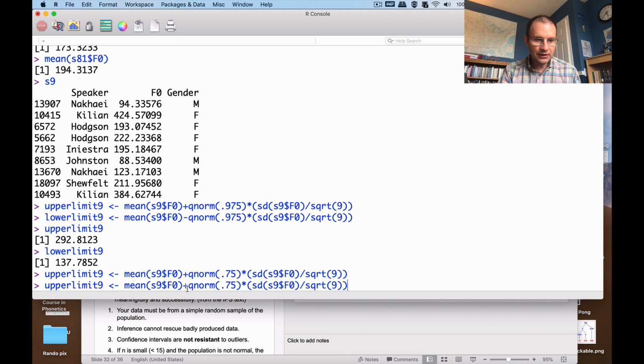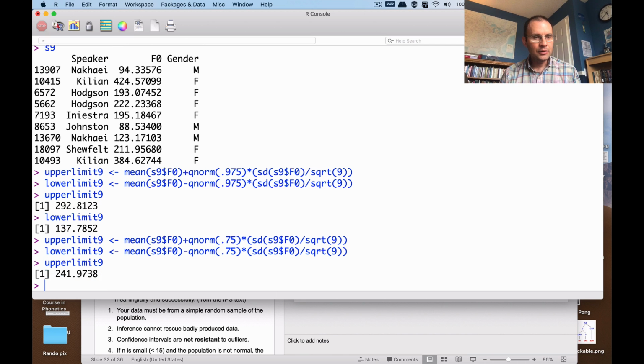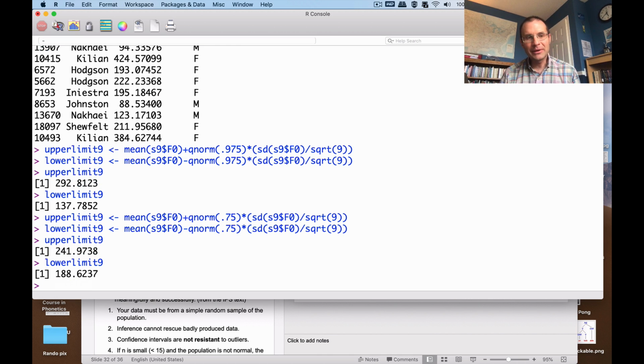So let's do the other half of this. The only thing that changes is that plus to a minus. And I get my lower limit that way. What does it look like? Oops, I shouldn't have overwritten the first one, but it doesn't really matter. My upper limit is 241. My lower limit is 188.